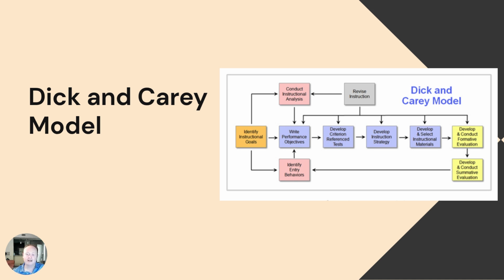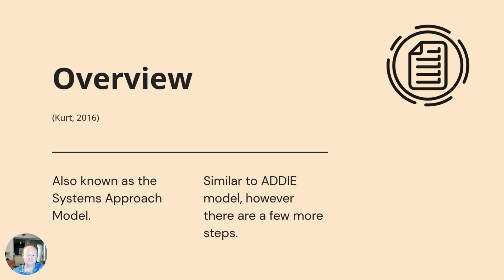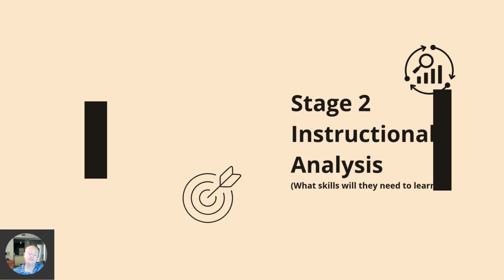It's very often used. Here's a brief overview. It's also known as a systems approach model. It was developed in the 1970s as well, 1978 to be exact. It's similar to the ADDIE model. However, there's just a few more steps. Okay, it's more structured than the ADDIE model though.